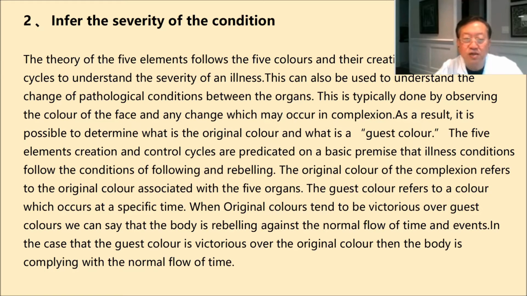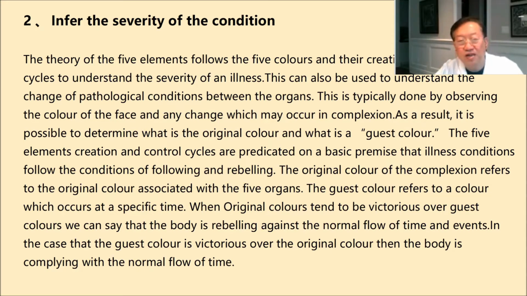The theory of the five elements follows the five colors and their creation and control cycle to understand the severity of an illness. This can also be used to understand the change of pathological conditions between the organs. This is typically done by observing the color of the face and any change which may occur in complexion. As a result, it's possible to determine what is the original color and what is the guest color.